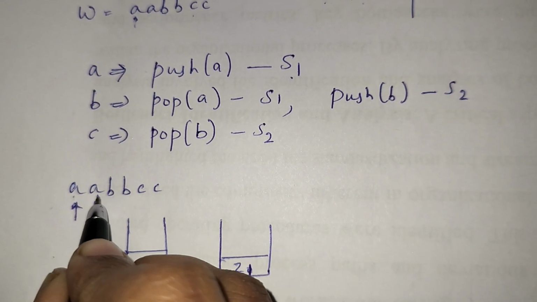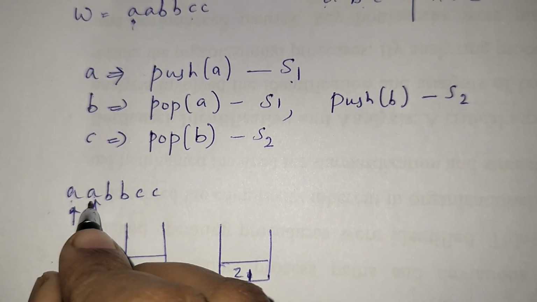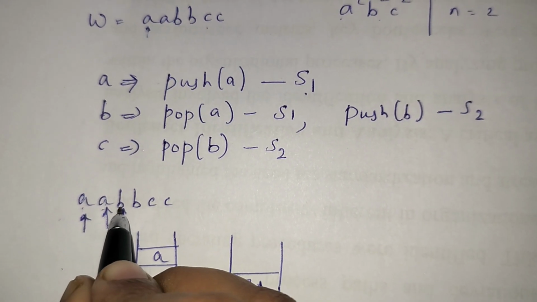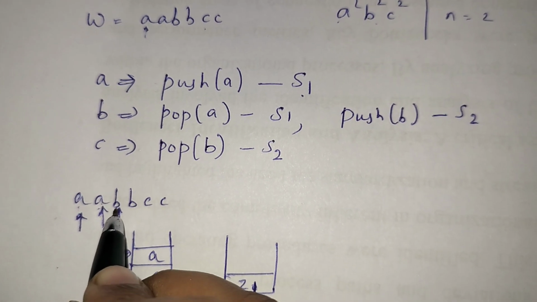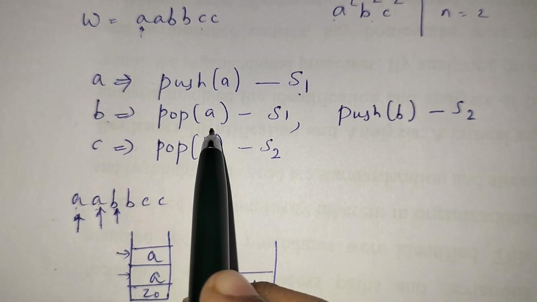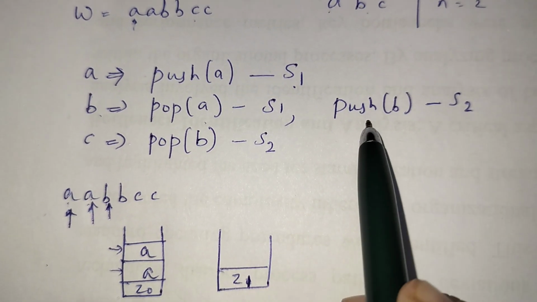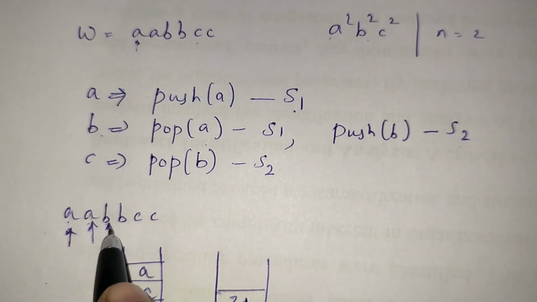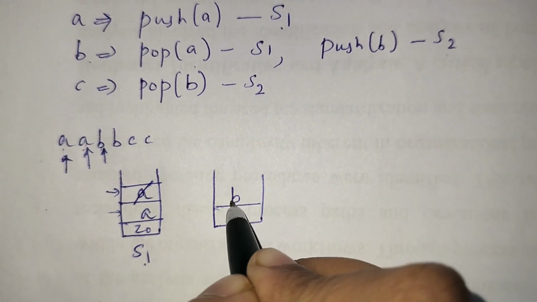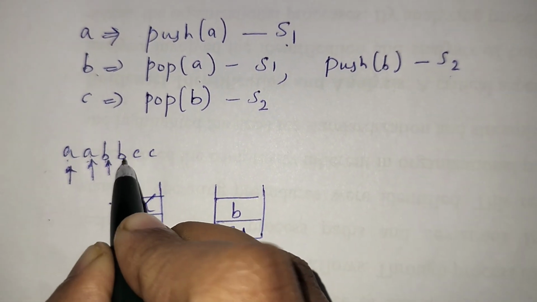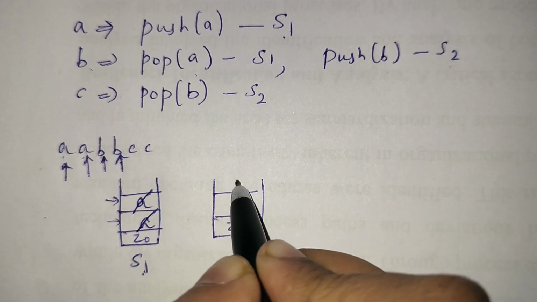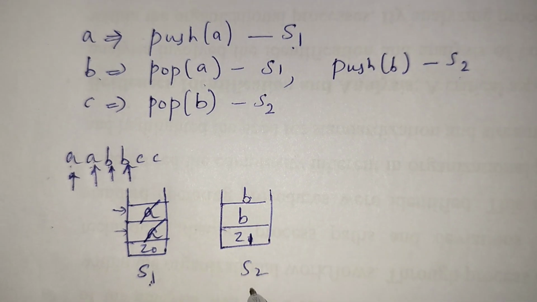Again the input symbol we need to read is A. Whenever I am seeing A, I need to push A to the stack. Next input symbol is B. This is the top, right? Whenever I am seeing the input symbol B, I need to perform two operations. I need to pop A from the top of the stack S1 and push B to stack S2. So whenever I am seeing B, I am popping A from stack S1 and pushing B to stack S2. Again symbol B: I need to pop A from stack S1 and push input symbol B to stack S2.